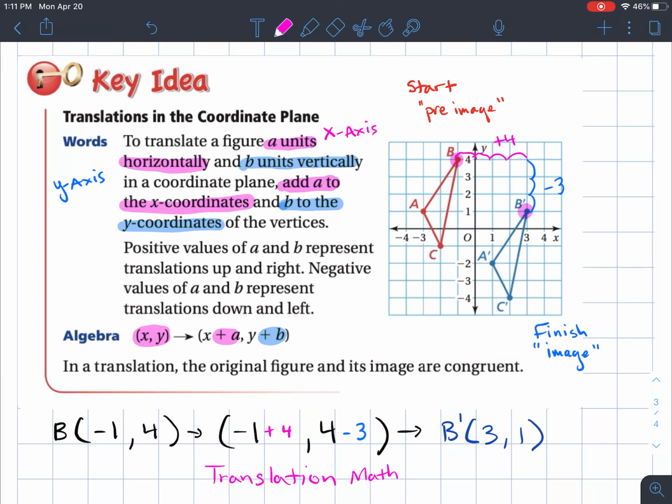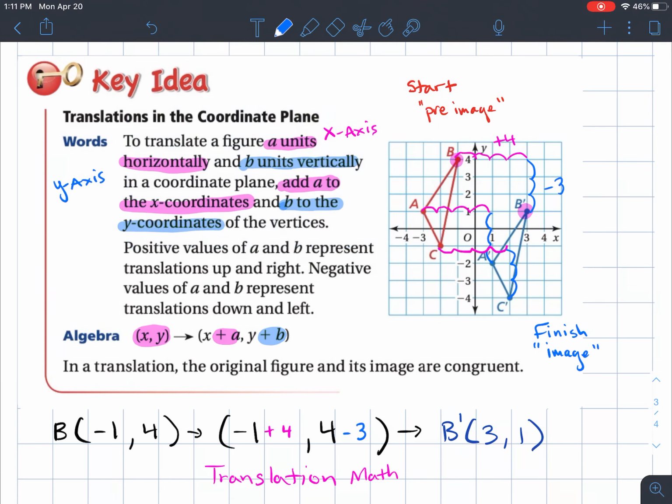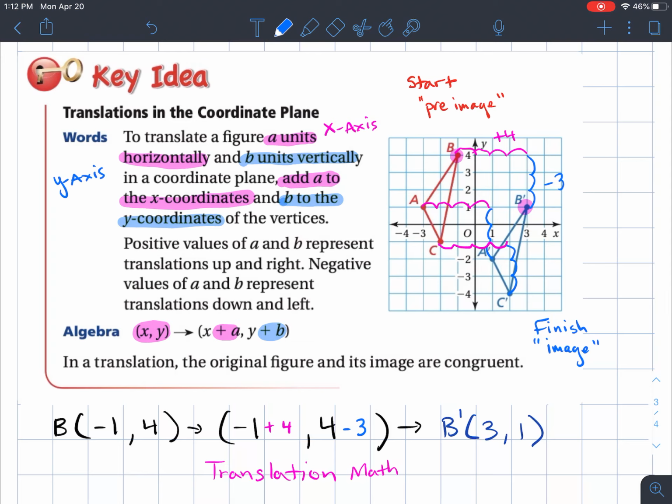Let's look at A. And let's count. How many over? 1, 2, 3, 4. So that's to the right 4. And how many down? 1, 2, 3. Noticing a pattern? Let's take a look at C. 1, 2, 3, 4. And 1, 2, 3. So that's how you perform a slide. And that's the end of our note.